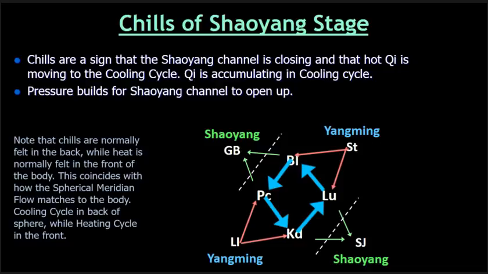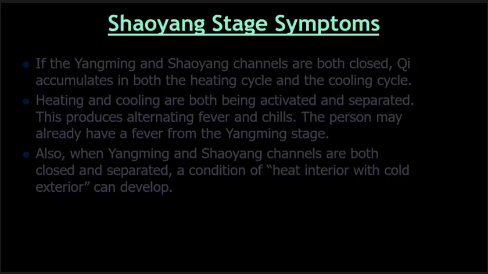Now note, the chills are normally felt in the back, while heat is normally felt in the front of the body. This coincides with how the spherical meridian flow matches to the body. Cooling cycle in the back of the sphere, while heating cycle in the front. And so that's just a side note there.